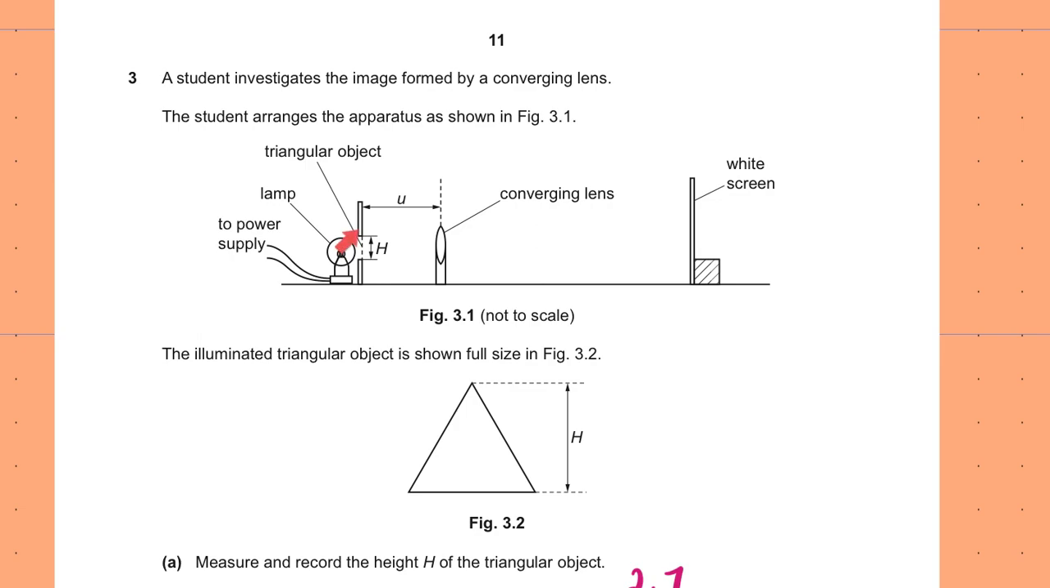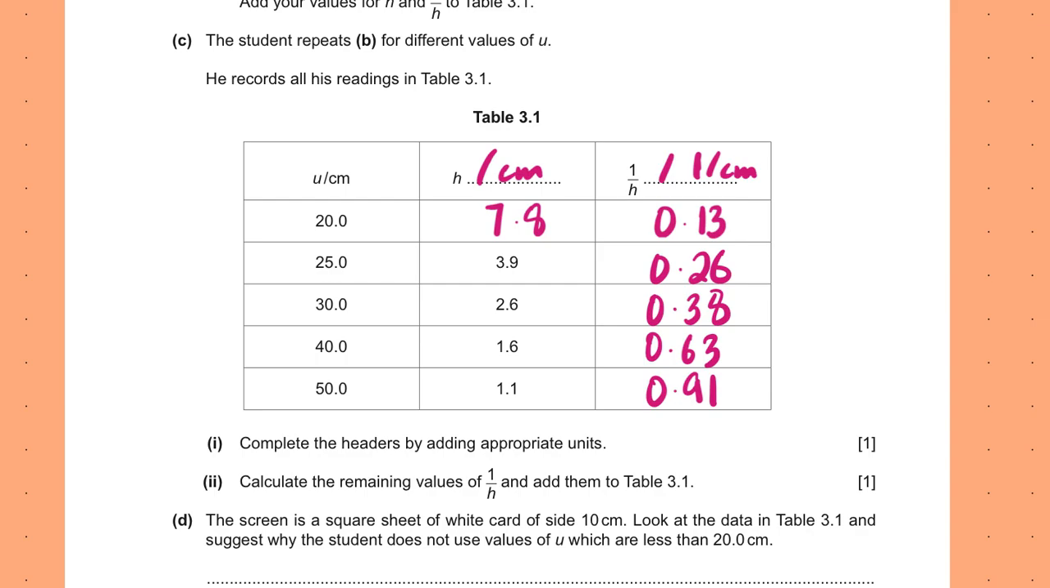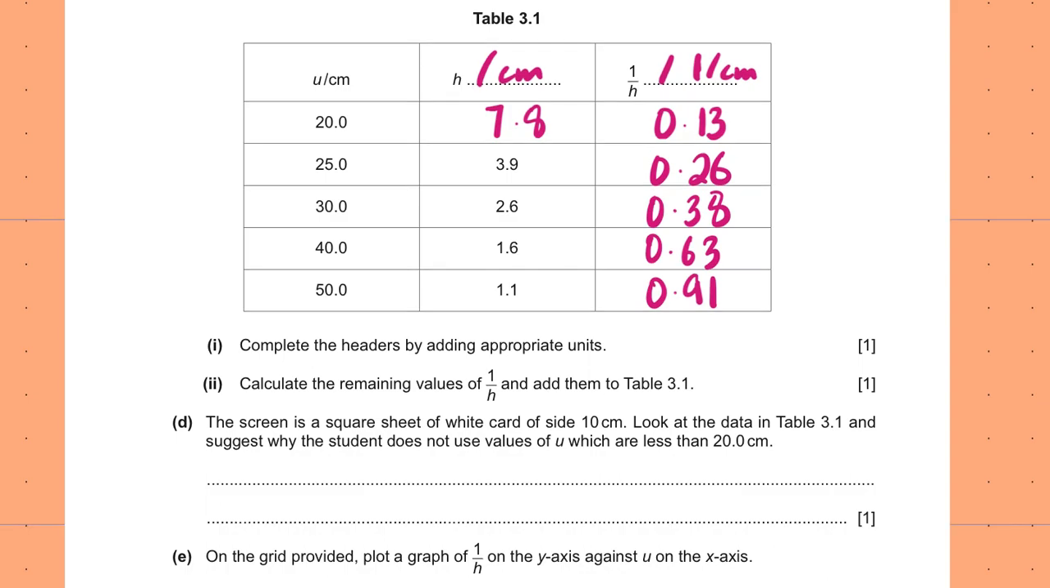They want us to explain why do we not use values less than 20 cm given the dimensions of the screen, right? So if we had 20 cm, the height of the image was 7.8. So if I use a value smaller than this, you can see that this value would be larger, right? You can see that as u is increasing, h is decreasing from here to here and vice versa. So smaller u would lead to a larger h, which could not be captured on the screen. So then I would say the image is too big for the screen.